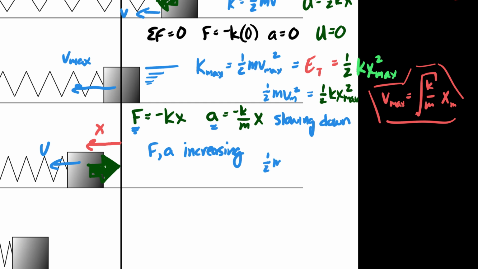1/2 mv squared plus 1/2 kx squared equals, and keep in mind, it could equal either one of these, 1/2 k x max squared or 1/2 m v max squared. If you have the max velocity, you know how much energy it has. If you have the max displacement, you know how much energy it has. So it can equal either one of those. Whatever one you have is the one you use. Remember, we're slowing down now.